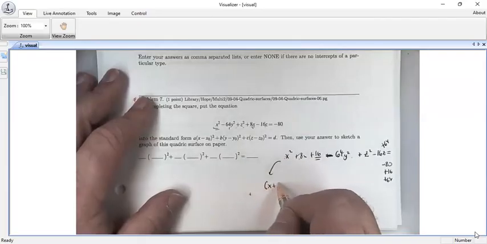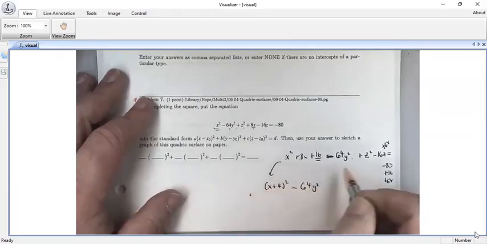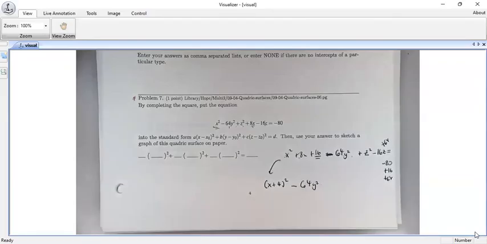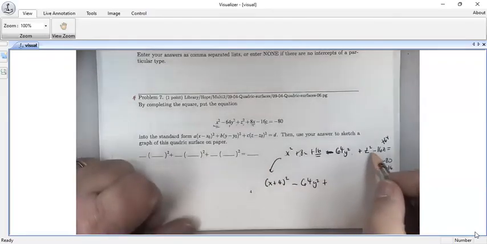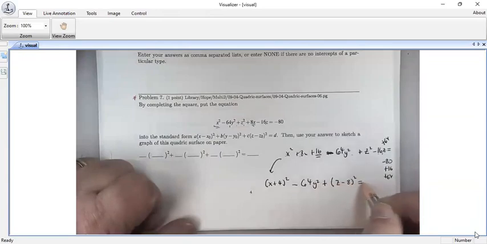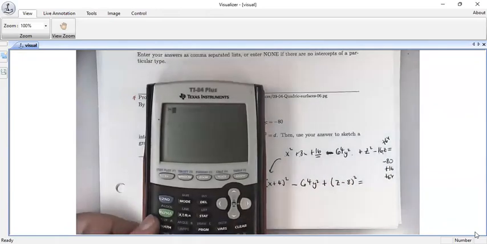This would be (x plus 4) squared minus 64y squared, because there was nothing to complete the square on, it's already y squared there, plus z squared minus 16z plus 64. That's going to factor into (z minus 8) squared, and that's equal to, and then I've got to run the gamut on the numbers here. That was negative 80 plus 16 plus 64, which makes it 0.